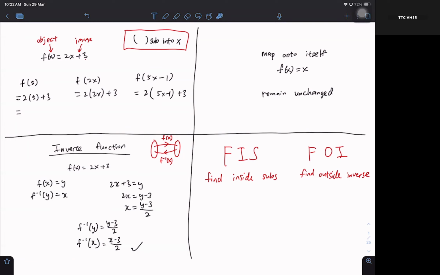So again, left-hand side equals y, right-hand side equals y. Then the x and y you switch, then it becomes f inverse. Then this side, your job is to find x. Once you found the x, join the two together. Lastly, change y to x.